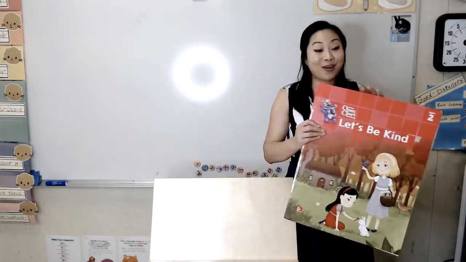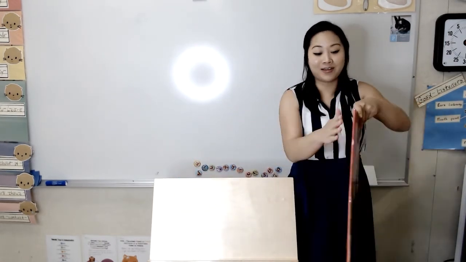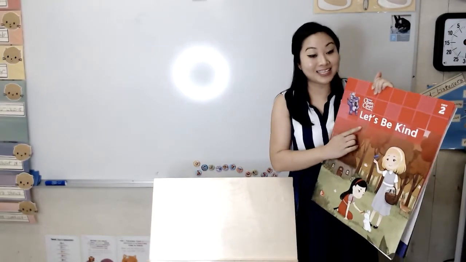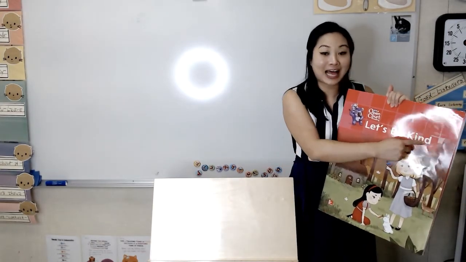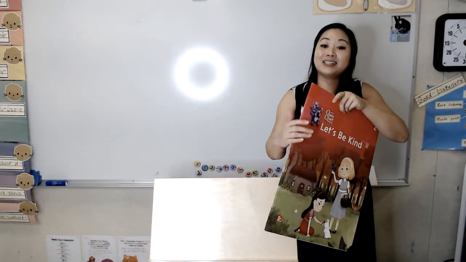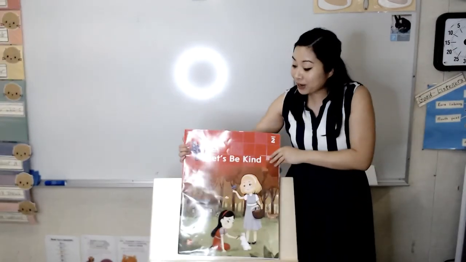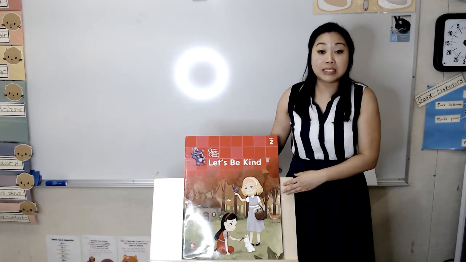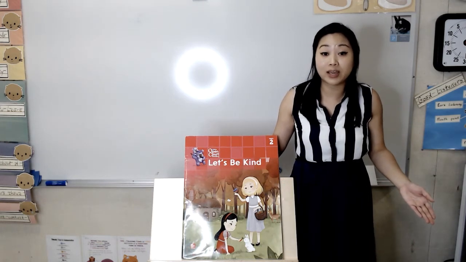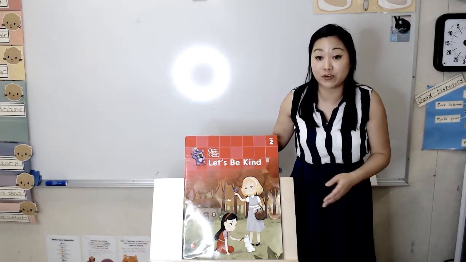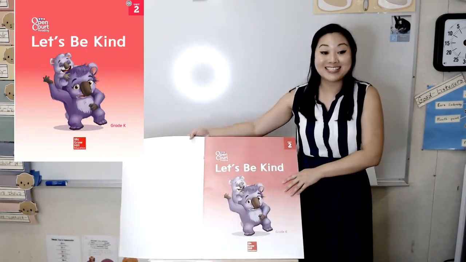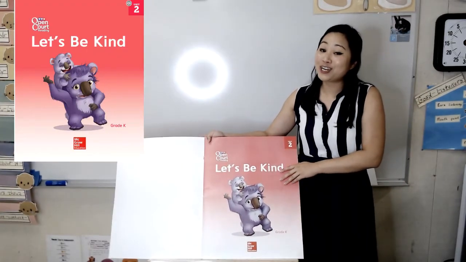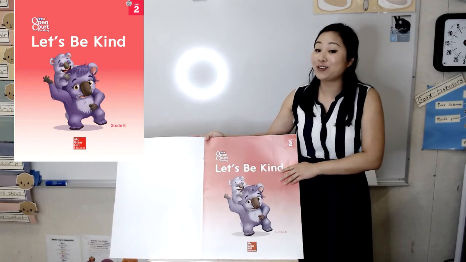This is the front cover, back cover, and the title. The title of this book is Let's Be Kind. And this is the spine. Now remember, this big book is special because it doesn't just have one story, it has a whole bunch of different stories. And when I open it up, I see the title page. That's just to remind you of the title in case you forgot.